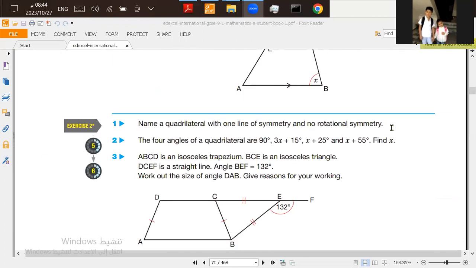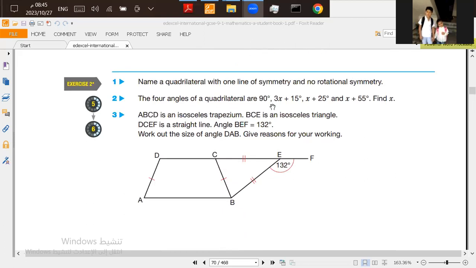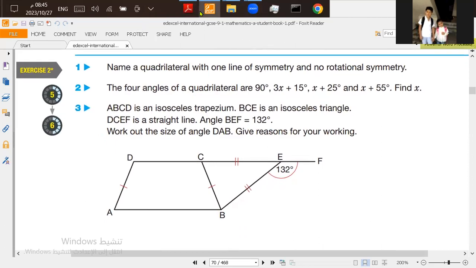And the next question says, the four angles of a quadrilateral are 90, 3x plus 15, x plus 25, and x plus 55. Okay, find x. So these are the four angles of the quadrilateral. Let's take a look at this question. Come, let's see and do it together. Sometimes they come as word problems, so it's important to stay focused on how you answer these questions.